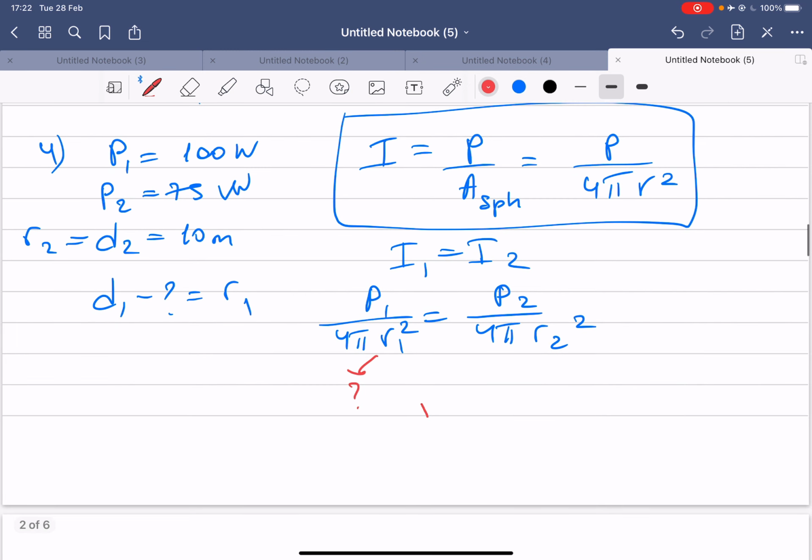So from there you have to find R1. The 4 pi cancels out, so R1 will be P1 divided by P2, multiplied by R2 squared, under the square root.